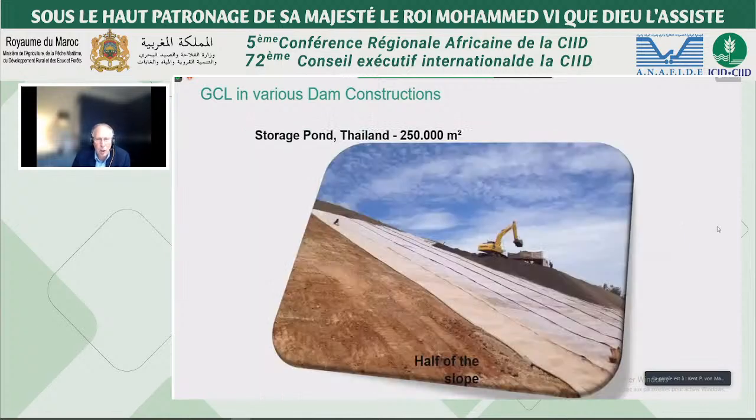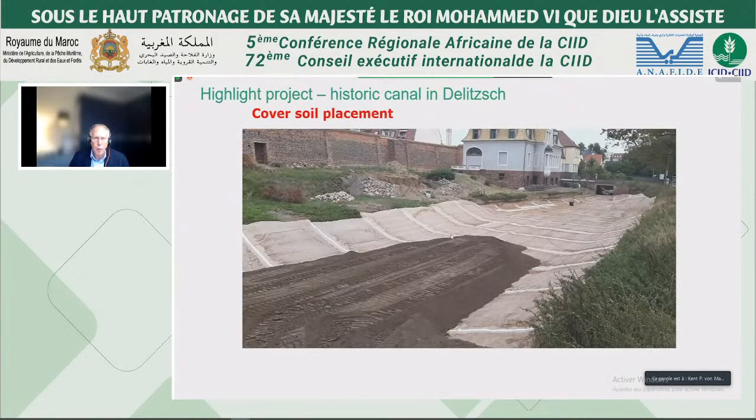In an application in Thailand, a composite material from a multi-component GCL was used with the coating facing on the top side because the designer was just unsure whether it would last more than 20 years, and he wanted to be on the safe side, so he used the double liner system and used the multi-component GCL in this type of application. And here a canal where water was stored.